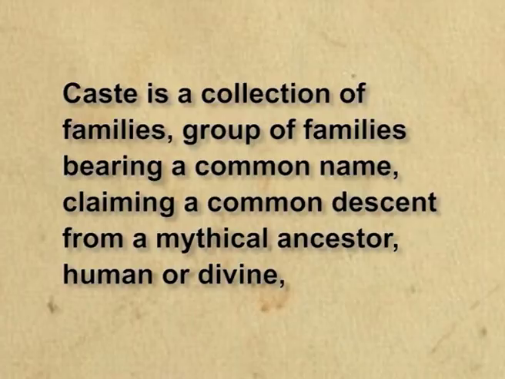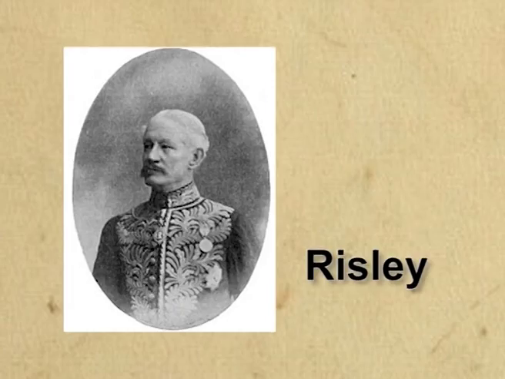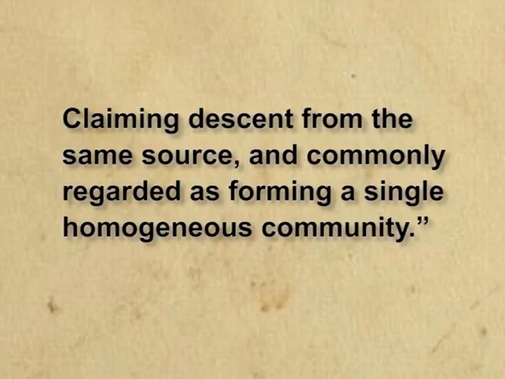Caste is a collection of families, group of families bearing a common name, claiming a common descent from a mythical ancestor, human or divine, professing to follow the same hereditary calling and regarded by those who are competent to give an opinion as forming a single homogeneous community, as is stated by Risley. It may be defined as an endogamous group or collection of such groups bearing a common name, having the same traditional occupation, claiming descent from the same source and commonly regarded as forming a single homogeneous community, as stated by Gait.